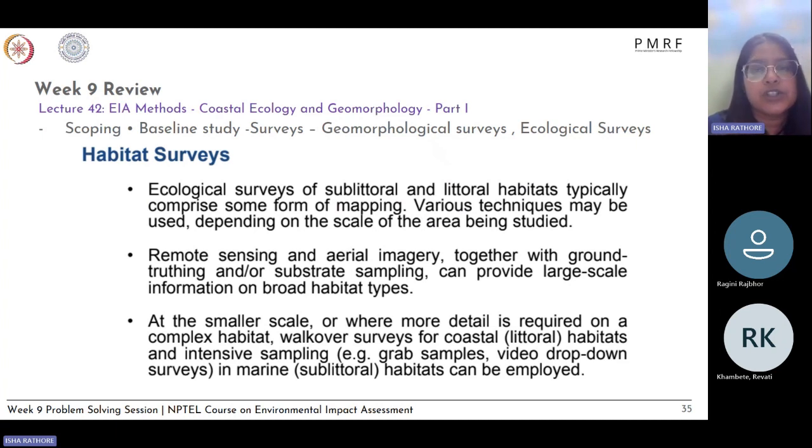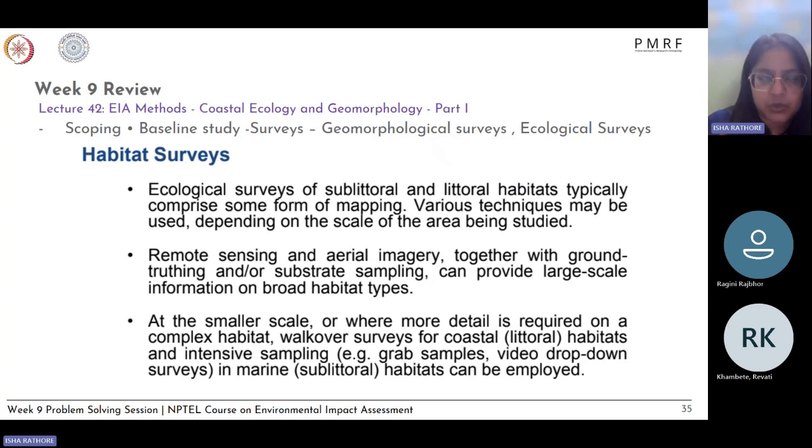For doing ecological surveys of sublittoral or littoral habitats, these typically comprise forms of mapping. Various techniques can be used here depending on the scale of the area which you are studying. You can use remote sensing and aerial imagery, together with ground truthing or substrate sampling. It can provide large scale information on the broad habitat types.